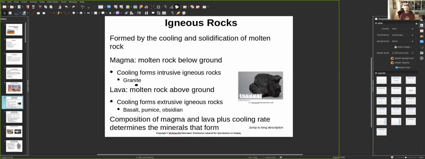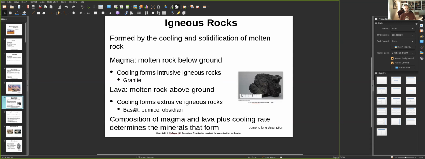So magma is that rock that's below the ground that comes up into those cracks and cools off. And granite is a good example of that. Lava is the molten rock that comes out above the ground, out of a volcano or a crack or fissure in the surface of the earth, where the lava comes out and then it cools. Depending on the rate of cooling, you get different rock.